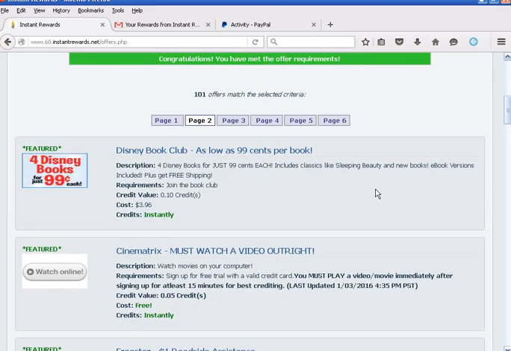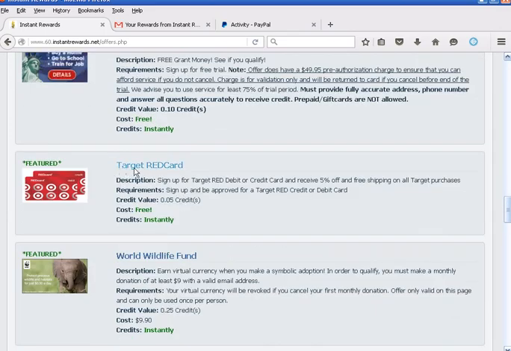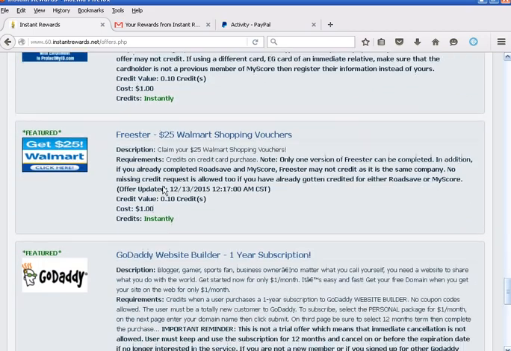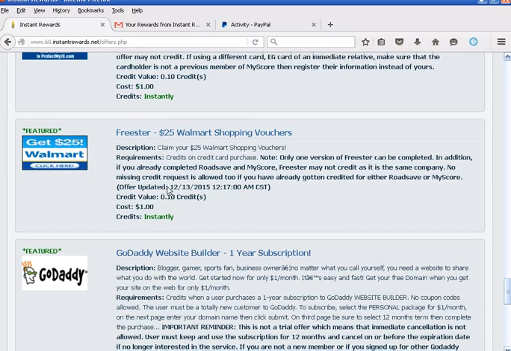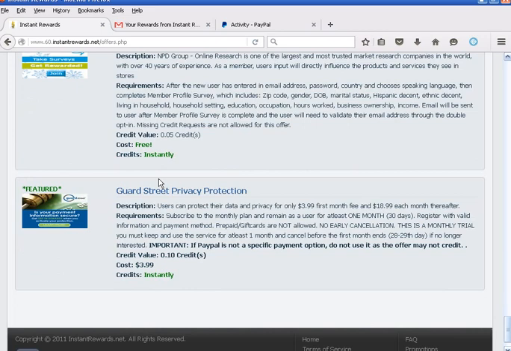But here's where I want you to use some common sense. I'm going to show you a few companies like Disney Book Club, Dr. Seuss Book Club, Target, which is advertising their Red Card, GoDaddy.com, and Walmart, which is advertising their program. Those are all big name companies that we're all familiar with, that we've all used for the most part. I think everybody's been shopping at Walmart or Target. Those companies cannot afford to go out of business, be sued, file bankruptcy, or lose business because they were affiliated with a scam. They're just not going to do it. It's not worth it.